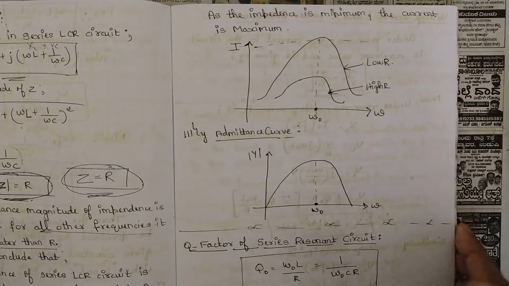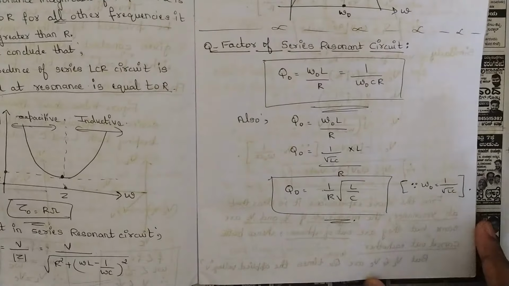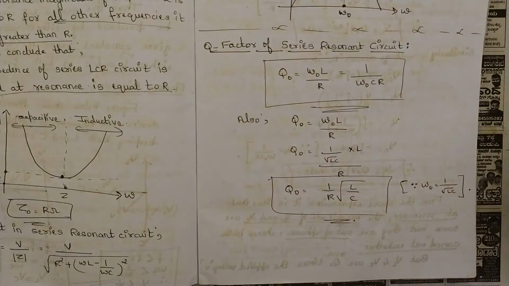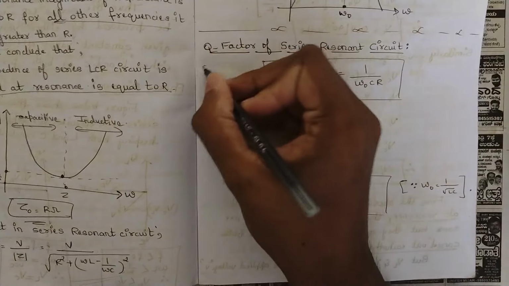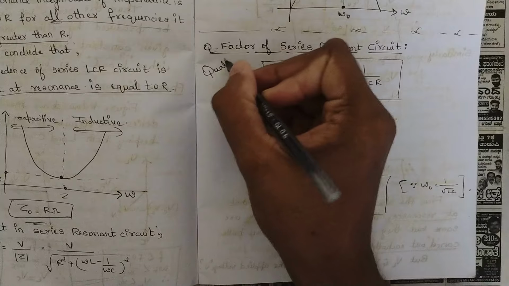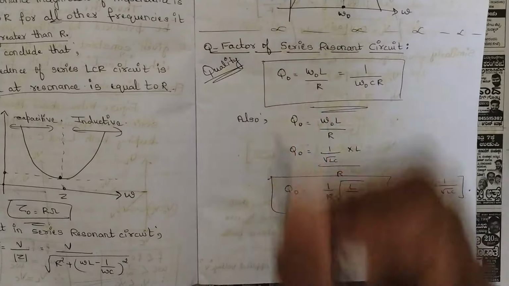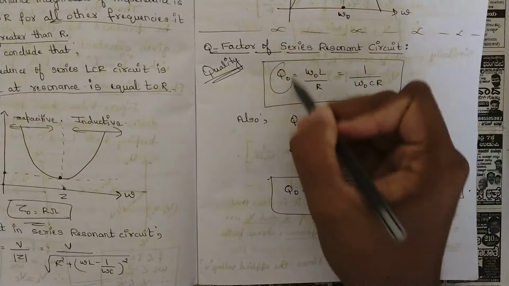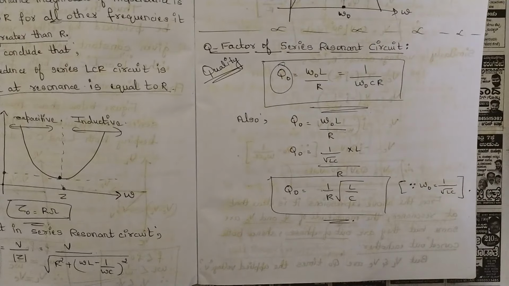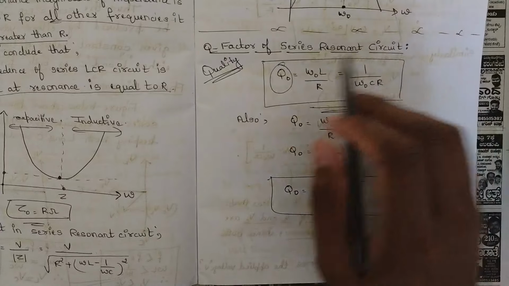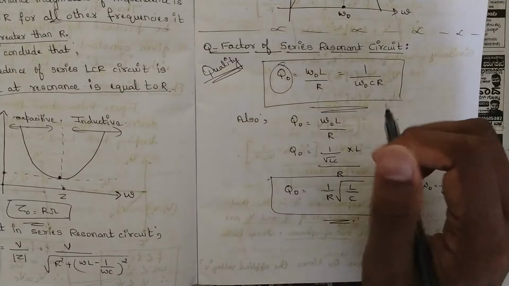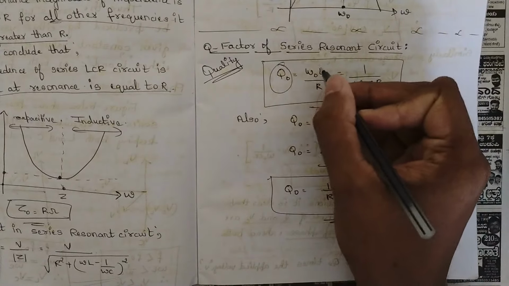Next, let us discuss the Q factor of a series resonance circuit. This is again very important. The Q factor, also called the quality factor, is represented as Q naught for resonating circuits. So let us discuss the Q factor for a series resonance circuit. It is given as omega naught L by R.